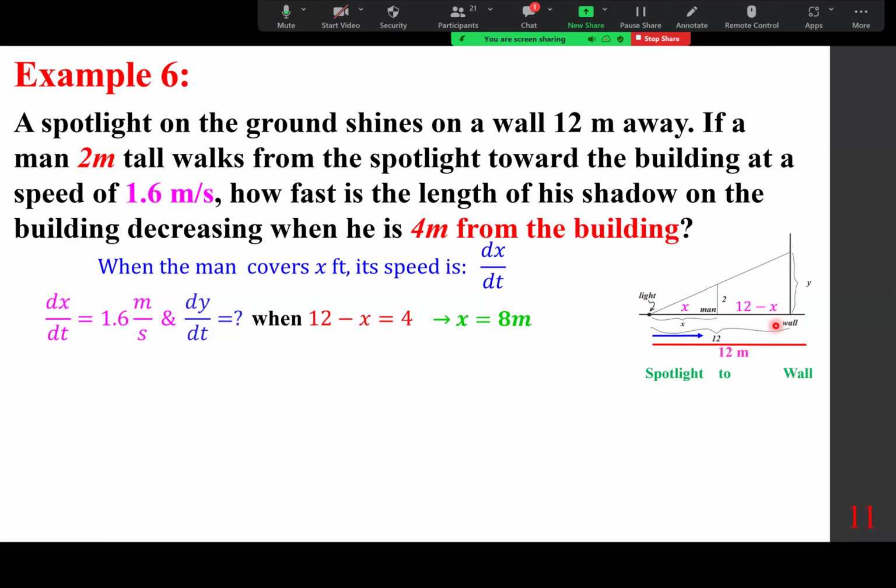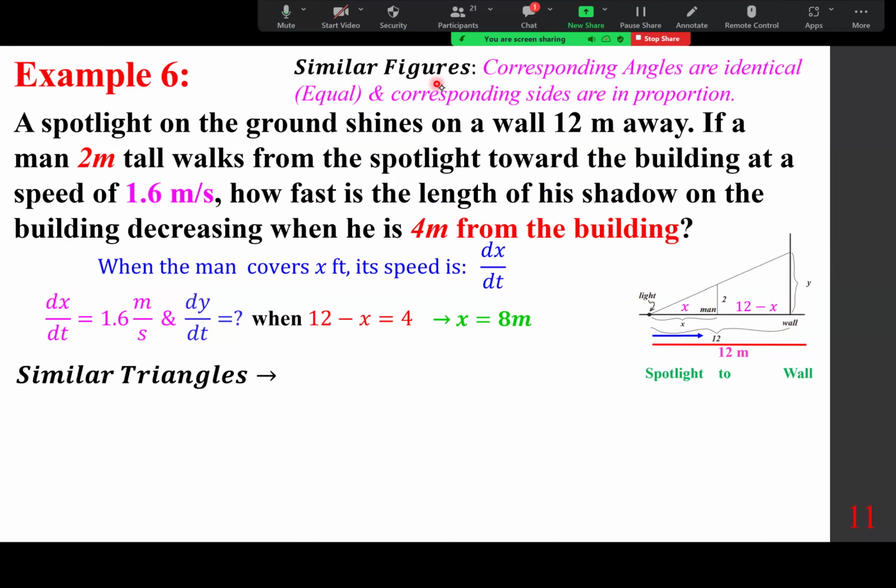So we are dealing with a small triangle and a large one, similar triangles. This small one and this entire one are similar triangles. Here's the definition I want to remind you of similar figures. Two figures are considered similar if corresponding angles are identical, that means they're equal, and corresponding sides are in proportion. So how do we know the small one and the big one are similar? Because this is a common angle. This is 90 degrees. That means the other ones must be the same. Or you can say these two lines are parallel, and that proves that they are similar.